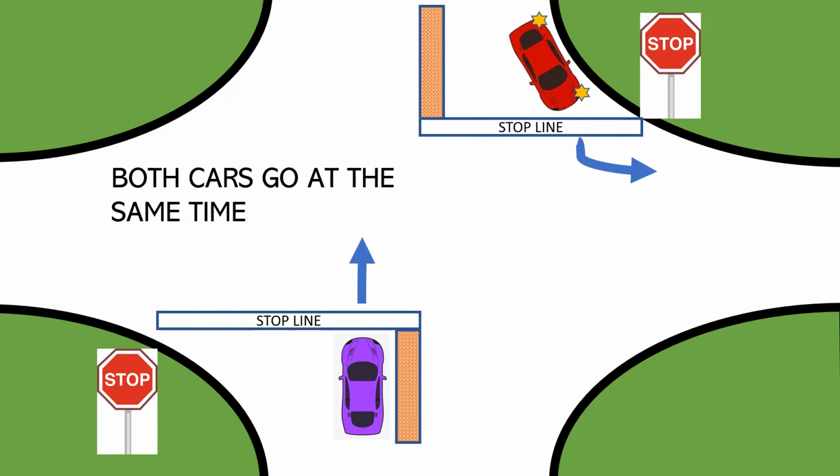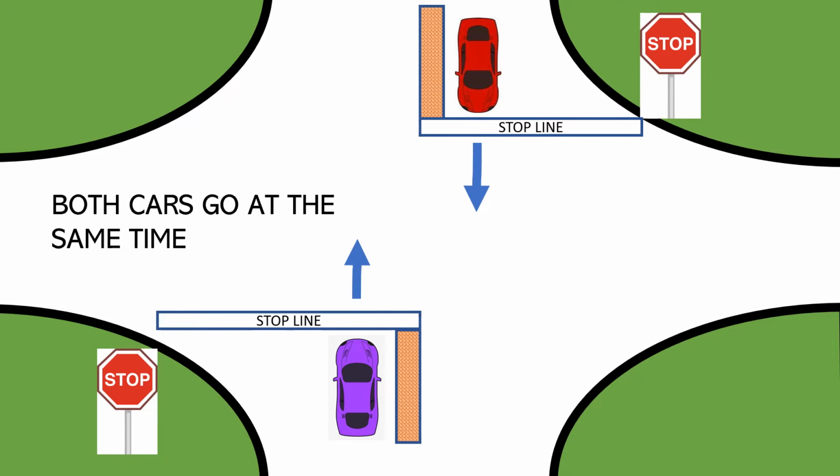Now in this case, we've got the purple car going straight ahead and the red car turning left. So clearly their paths don't clash and they can both proceed at the same time. Now this next slide is really a no-brainer. Both cars are going straight ahead, so clearly they can both go at the same time.